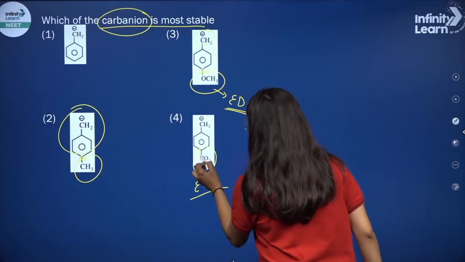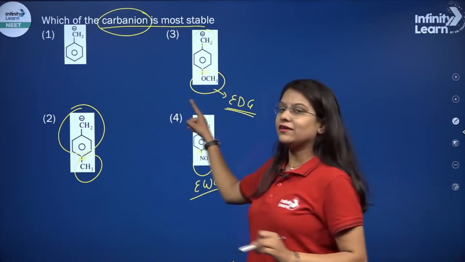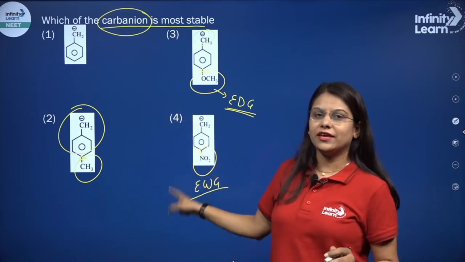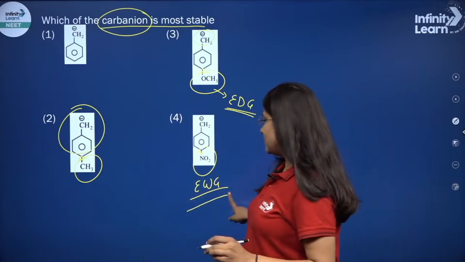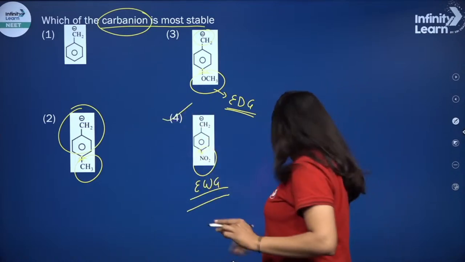Here we have the NO2 group, which is a strong electron withdrawing group. It will take electrons from the ring. That is why this negative charge will be neutralized. Slowly the negative charge keeps moving towards the ring and it will be stabilized. So what is the correct answer? Correct answer is option number 4. Right?